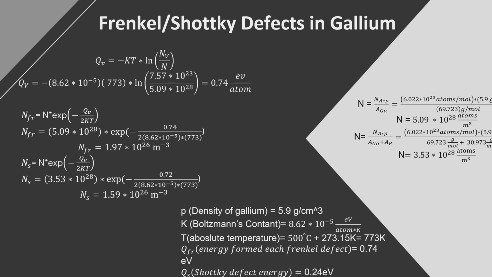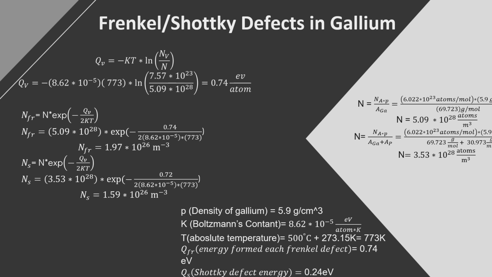However, we will need to find the number of atoms using the atomic weight of our second semiconductor, phosphorus, that is 30.973 grams per mole. When we calculate this, we get around 3.53 times 10 to the 28 atoms per meter cubed.